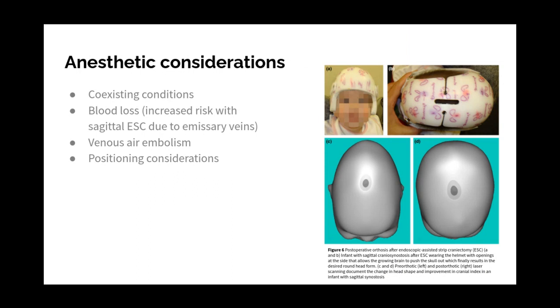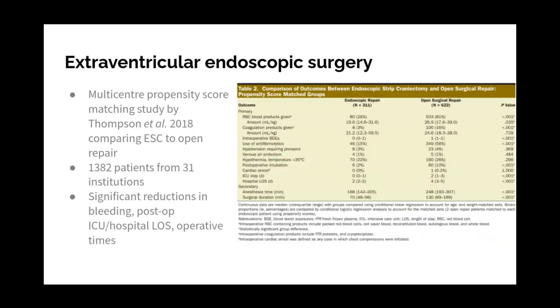So it's important to consider the other coexisting conditions that may exist in the pediatric patients who have craniosynostosis. And many of the conditions oftentimes have very difficult airways and are syndromic children. So that's an important consideration. And blood loss is, again, a major issue with open repair, but it can be significant with strip craniectomies as well, especially in the sagittal sutures where the emissary veins are in close proximity, and so this can result in significant blood loss. And then, of course, your standard considerations with venous air embolism and positioning.